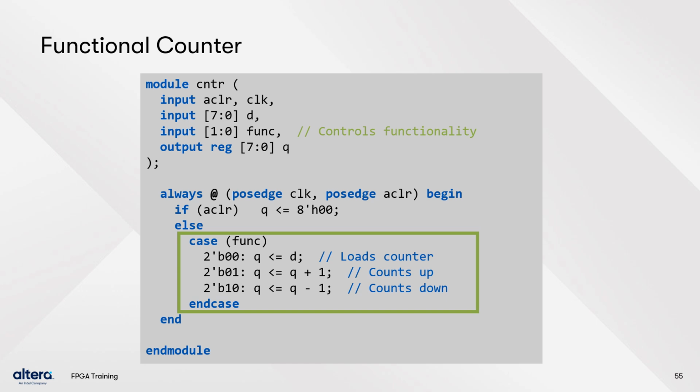This counter example pulls a number of concepts together. The counter has an asynchronous clear signal. When the process is entered, the if statement checks the asynchronous clear signal. If that signal is high, the counter is reset, otherwise, we move to the else clause. The case statement within the else clause checks the func control signal. This 2-bit signal controls the 4 functions implemented in this counter: load, count up, count down, and no change. Notice that the last test for the case, binary 11, is not included.